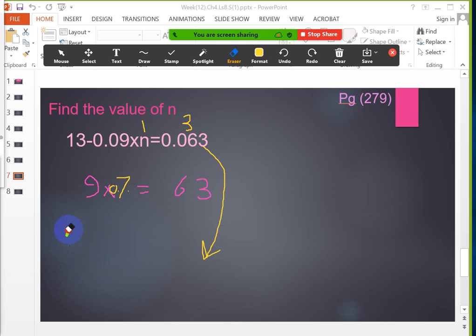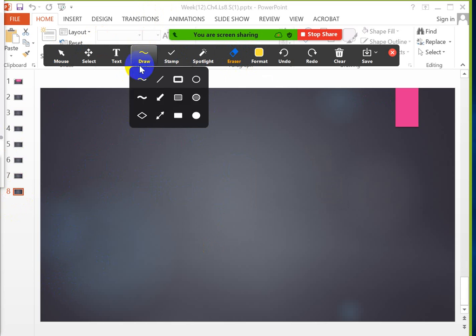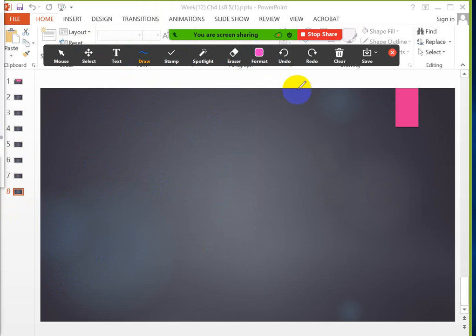So let's see. Okay, now, this is page 281. This is the page. Okay, let's do number 2. Number 2 is 0.3 multiply with 0.1.